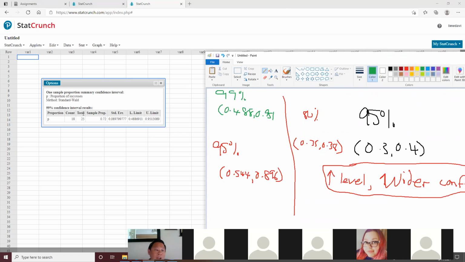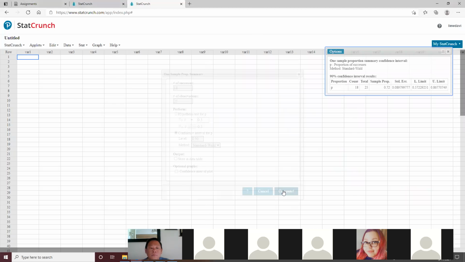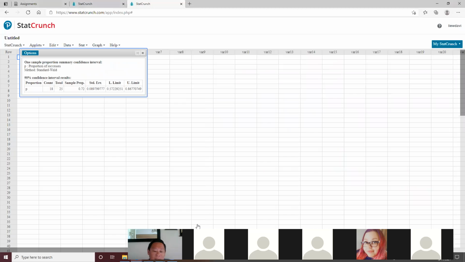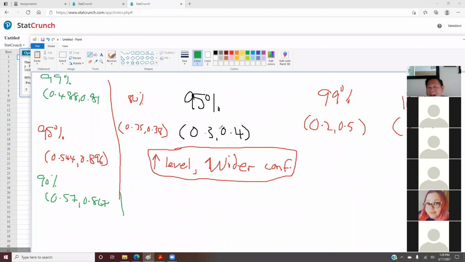And then I can also change this to 90. For 90, you find out that this is actually smaller, 0.57 something and 0.8. So it's always like that. You figure out that this is always true. So the higher the level is, the wider your confidence interval is. That makes sense, because if you want more confidence, you want it bigger. The more confidence you want, the more you can capture.